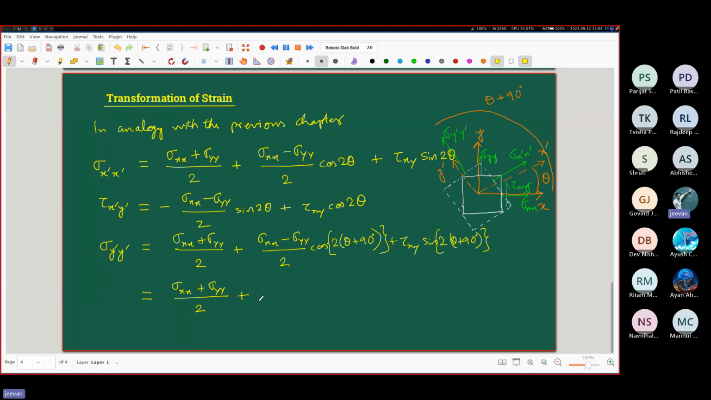Tell me, what is cos of twice theta plus 180 degrees? Minus cos 2 theta. Very good. And what will be sine of twice theta plus 180 degrees? Sin 2 theta. No, it is also minus.